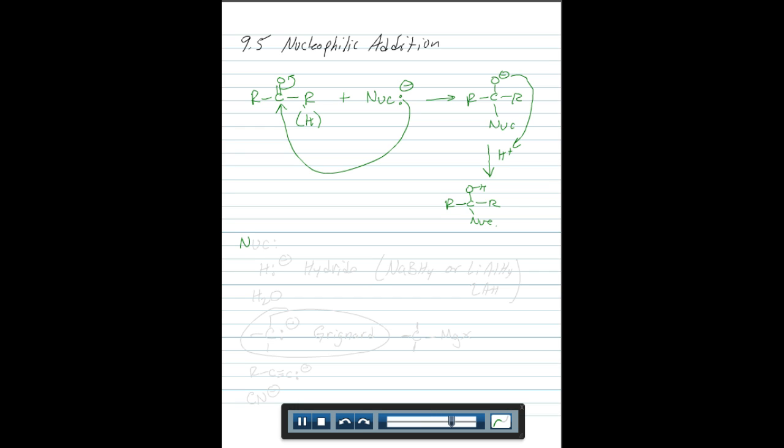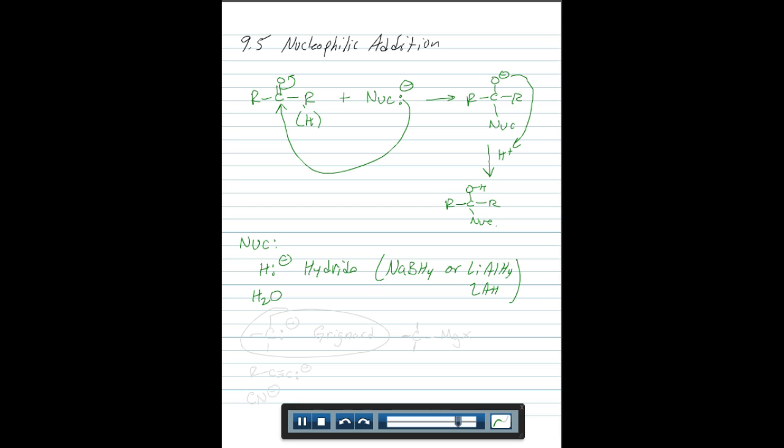Now, what kind of nucleophiles can we add? Well, one is hydride. We saw this last chapter when we did a reduction, and the reagents were either sodium borohydride or LAH, lithium aluminum hydride. Remember, LAH is the shorthand for that. I'm going to be using LAH from now on. Another one is water. You can add water as a nucleophile.